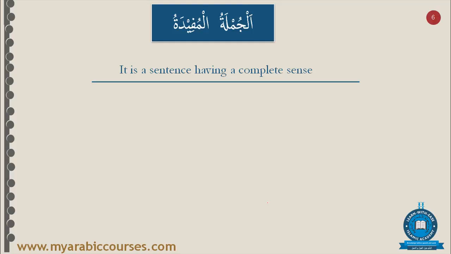So let's start with the definition of al-jumlatu al-mufida. We say it is a sentence having a complete sense. So what I need in this definition is a complete sense. Let's see examples of complete sentences having complete senses. So I say fazal mujtahidu. Repeat after me. Fazal mujtahidu.